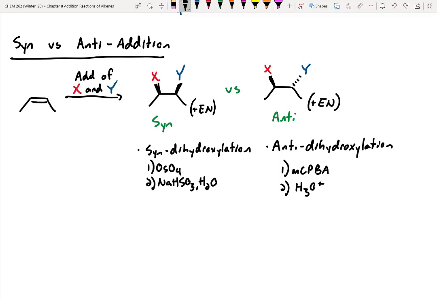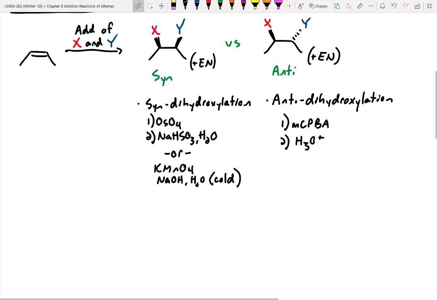All right, so we can add two alcohols that way. All right, we also said another thing you could do was react this with KMnO4, sodium hydroxide, water, but you have to run this cold. Either situation will get you syn addition of alcohols.